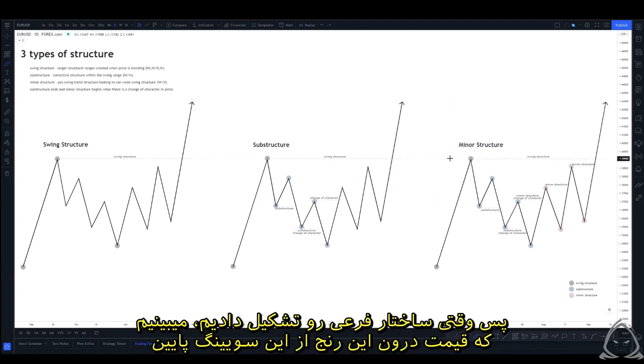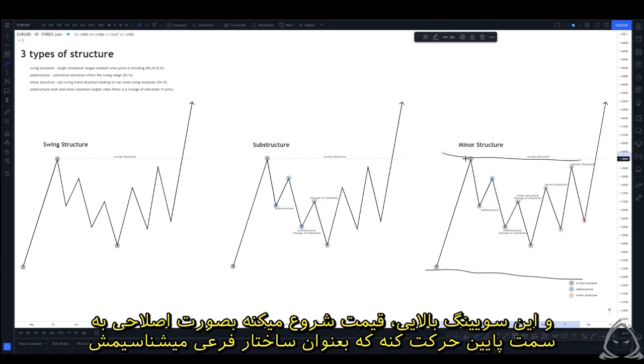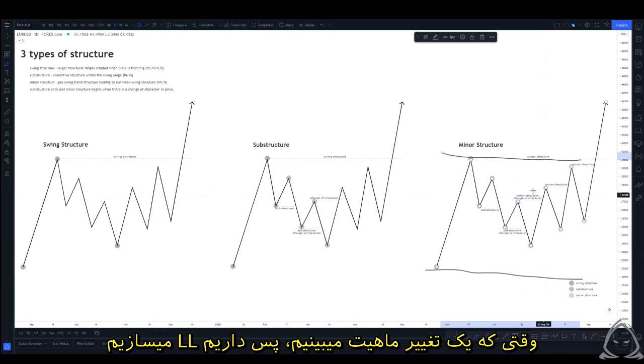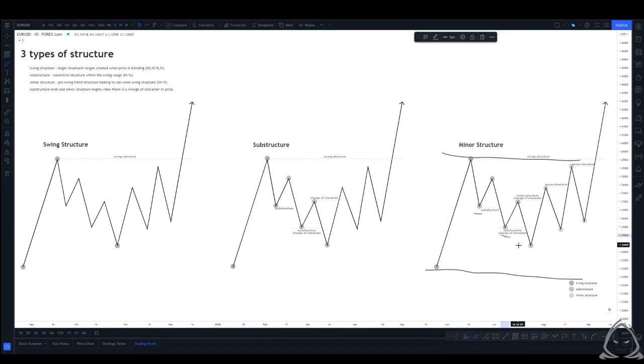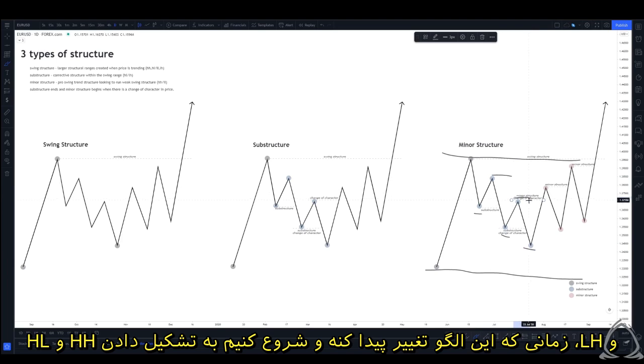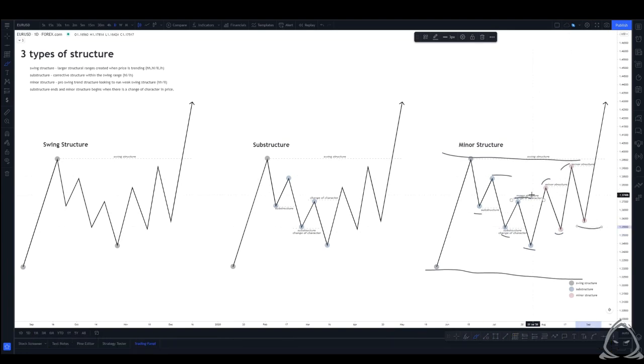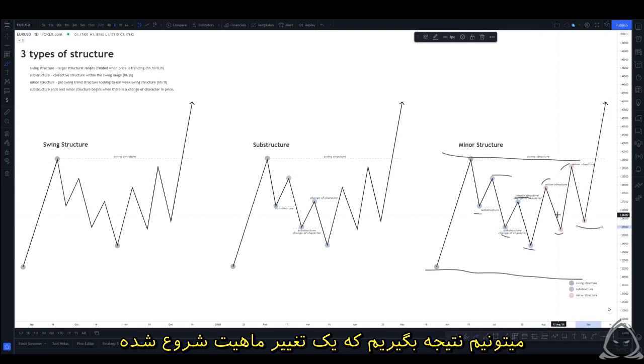So once we've established substructure, we can see that price is trading within this range of this swing low and this swing high. Price begins to correctively move to the downside, which is known as our substructure. Once we see a change of character, where we were creating lower lows and lower highs, and that paradigm shifts and we start to put in higher highs and higher lows, we're able to conclude that a change of character has begun.